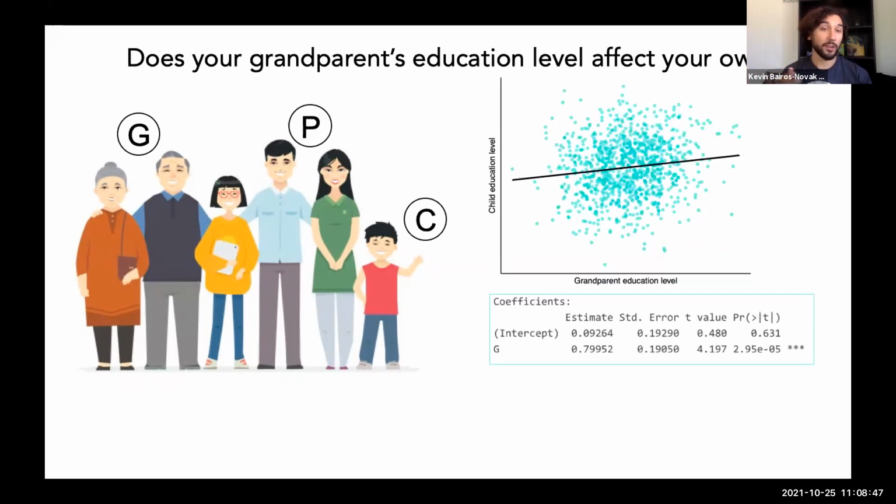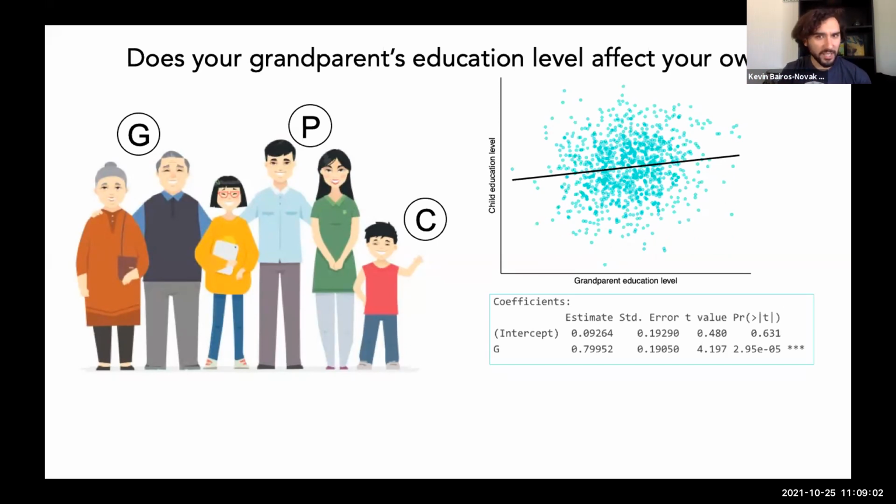If we just looked at grandparents alone, we'd see a fairly strong positive effect on the child's education level. And this kind of makes sense to us. Obviously, if grandparents had a higher education level, they're probably going to imprint that on their children.